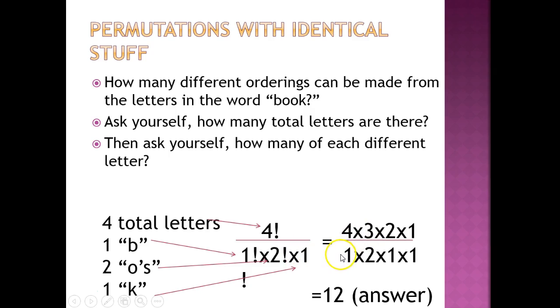So I end up with 1 times 2 times 1. You say, where's that extra 1? 2 factorial is 2 times 1. So it's really just 24 divided by 2, which is 12. Real easy to do on a calculator or with Excel. If you need to break it down, still easy to do.